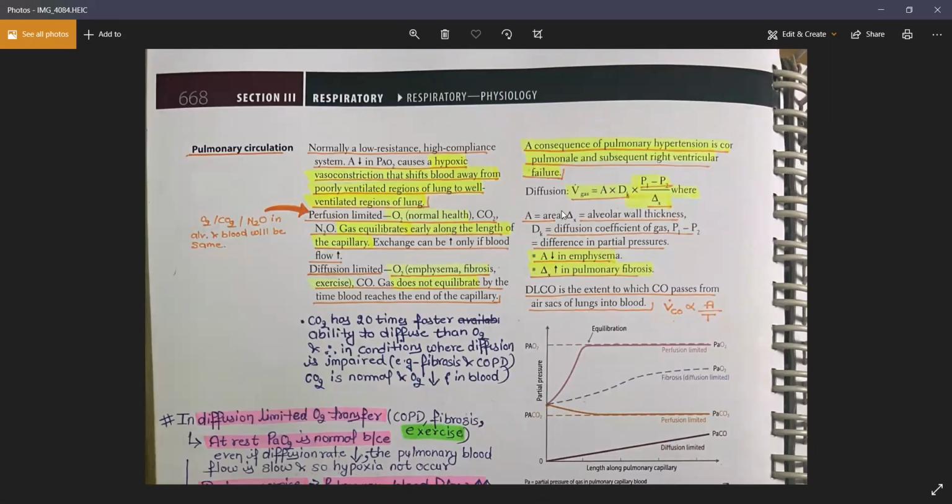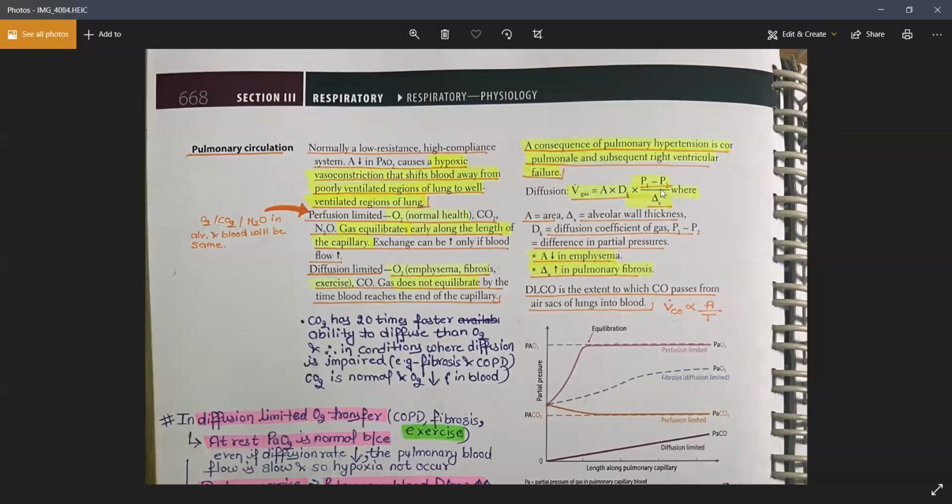Okay, now you have a formula: the diffusion of the gas is dependent upon the area of the diffusion, multiplied by a coefficient of the diffusion, multiplied by the partial pressure change across the barrier, divided by the thickness of the membrane. So whenever you have a change in the surface area of this diffusion barrier, the more surface area of contact between the alveoli and the blood vessels, the more diffusion will happen. Similarly, if the area is decreased, less diffusion will take place.